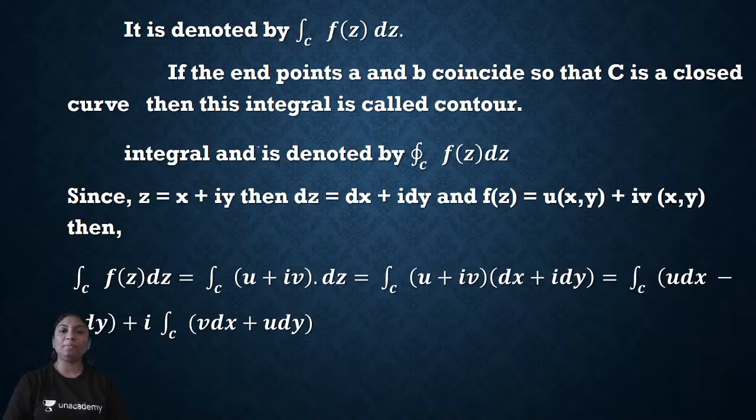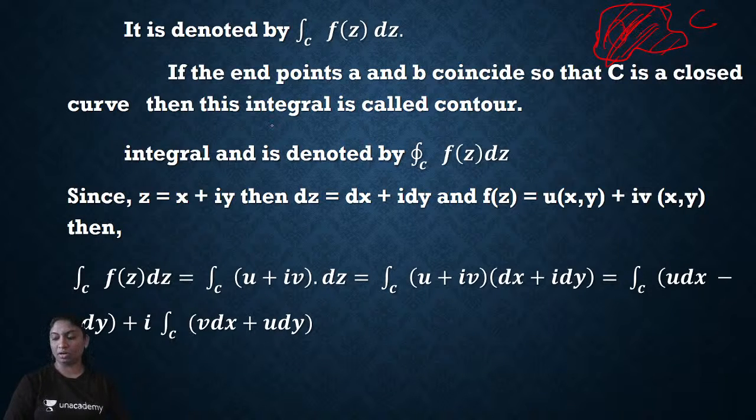Now see, if the endpoints A and B coincide so that C is a closed curve, then its integral is called a contour. Suppose this is your closed curve. What it indicates, see, this is your closed curve, and this is called a contour. It is not specifically shaped, so this is called a contour.